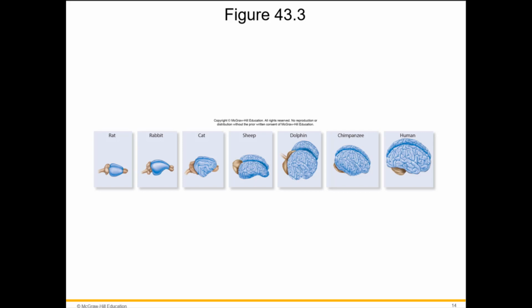Dolphins, though, look at how big the dolphin's brain is and how convoluted it is compared to the chimpanzee. So dolphins have long been thought to be very intelligent animals, and we don't know as much about them as we would like to know, but they're learning more.